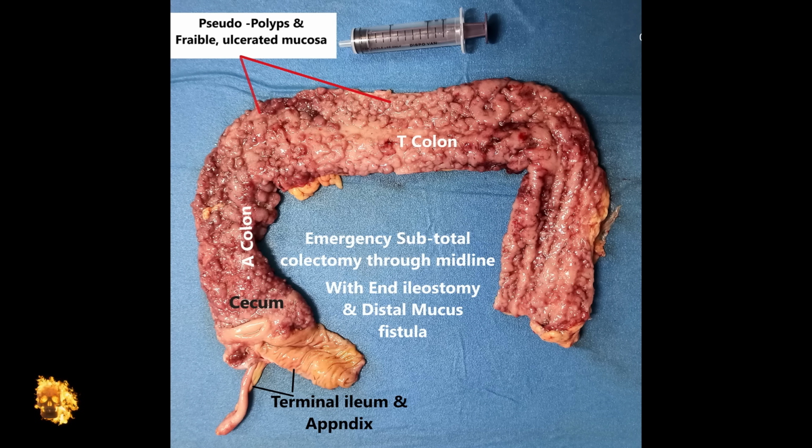This is the cut open specimen of the patient of subtotal colectomy. We have removed the whole colon up to the sigmoid. We can see the cecum, ascending colon, transverse colon, descending colon, and we divided just proximal to the rectosigmoid junction, so that we left the remnant to reach up to the abdominal wound for distal mucous fistula. And we can see the whole colon is studded with pseudopolyps, ulceration, and there are petechial hemorrhages also.